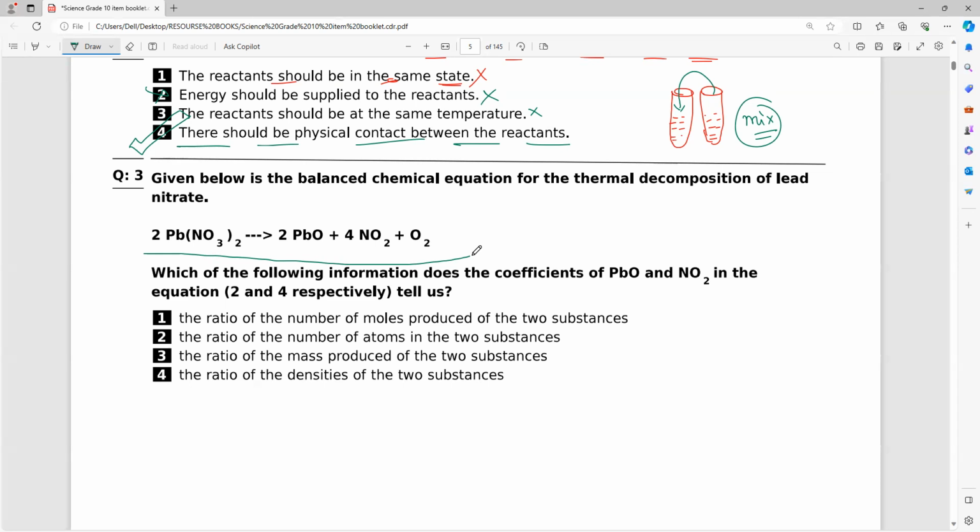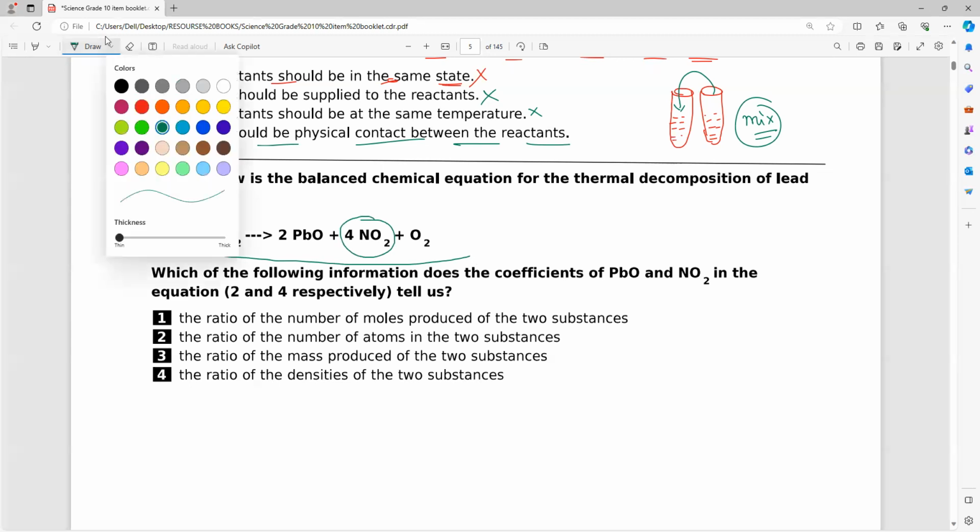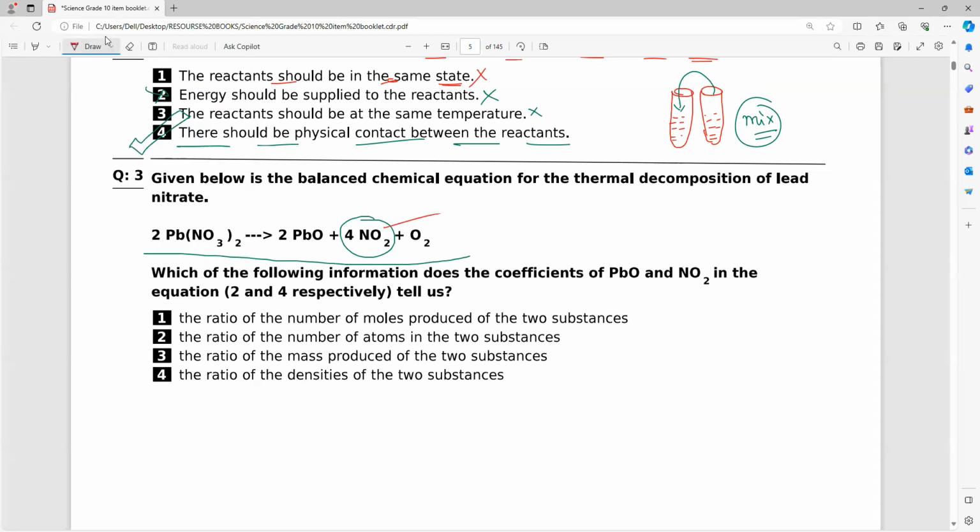Who is that? Reddish brown fumes. Anybody? Nitrogen dioxide. In your textbook, I think in the bottommost line, they have also mentioned the color. Very, very important. Lead oxide color is yellow. Nitrogen dioxide color is reddish brown fumes. Have your textbook. Everything is important. Color of lead nitrate? Learn the formula again. Colorless.